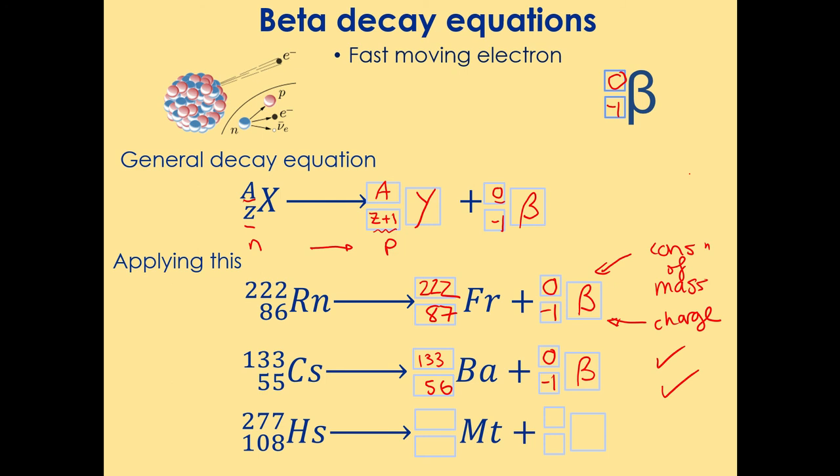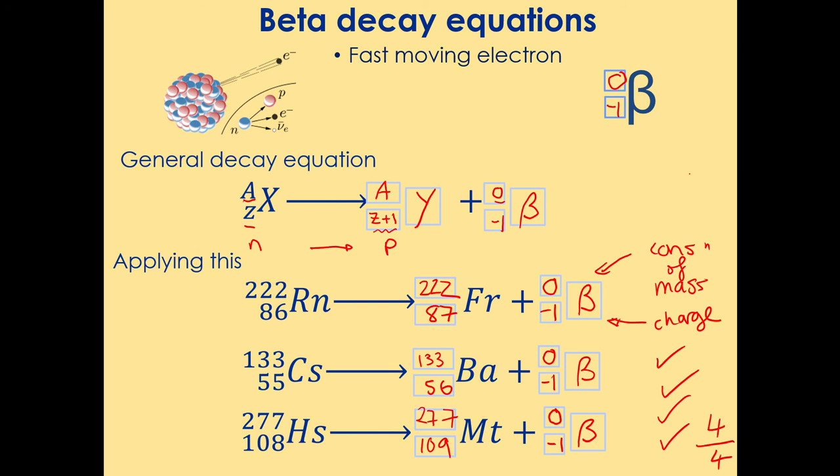The next thing then is beta again. We're going to have an atomic mass of 0 and an atomic number of -1. What do I add to 0 to get 277? The answer is 277. What do I add to -1 to get 108? The answer is 109. So again, give yourself 1 mark for the top, 1 mark for the bottom, and hopefully we got lots of 4 out of 4s.